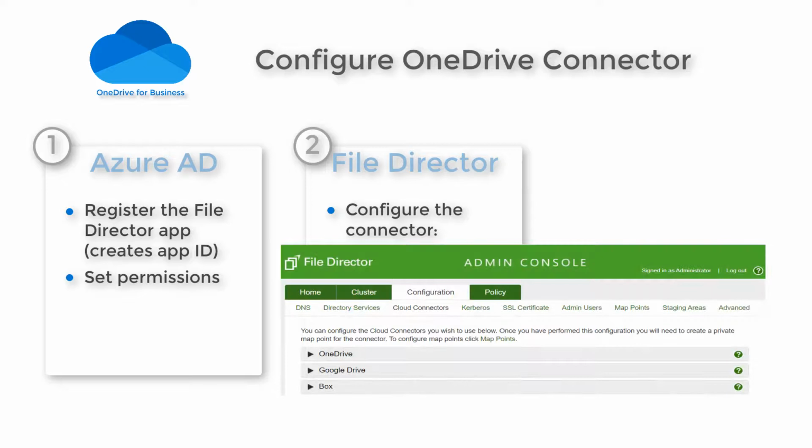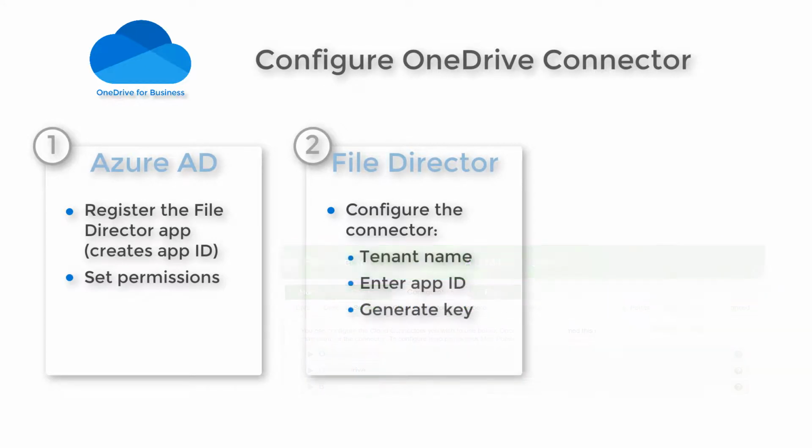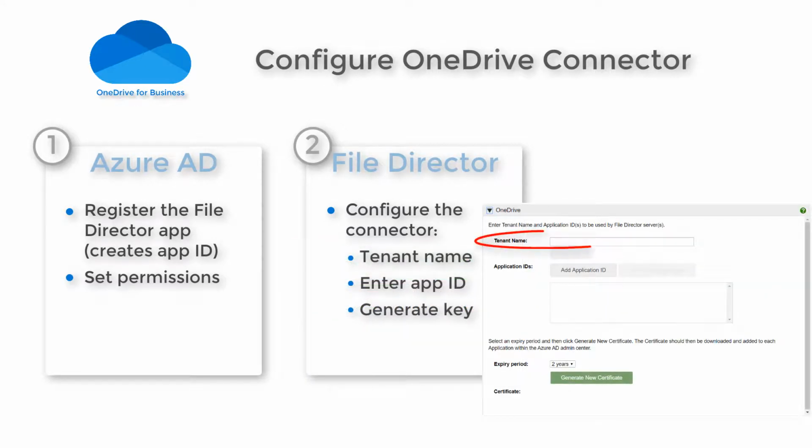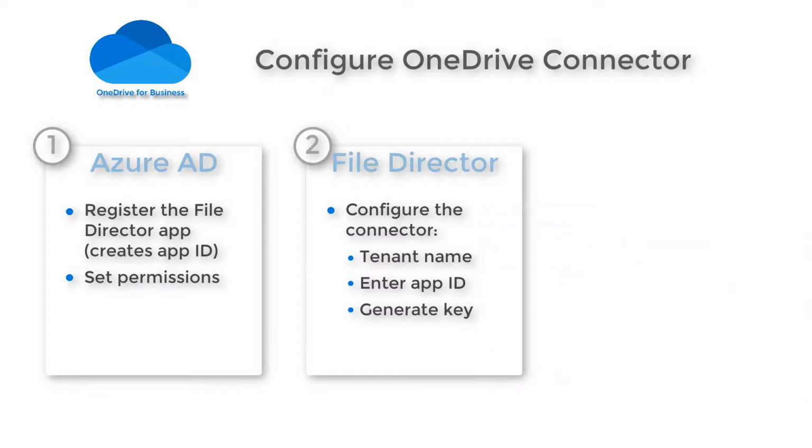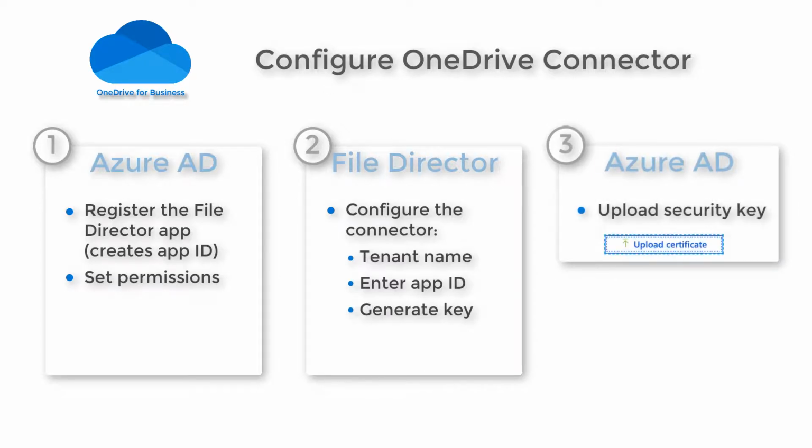In File Director Cloud Connectors, choose the OneDrive option. Enter the tenant name. This is the domain name recognised by Azure AD. Enter the Azure App ID, and then generate a new security pair. Then you go back to Azure AD. You upload the public key of your security certificate and the connector is set up.